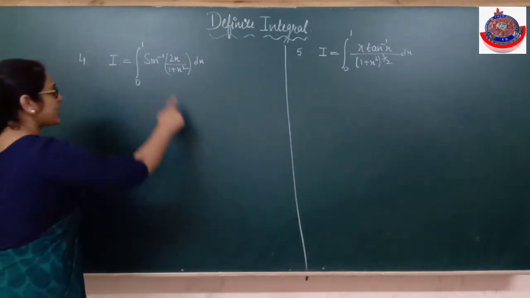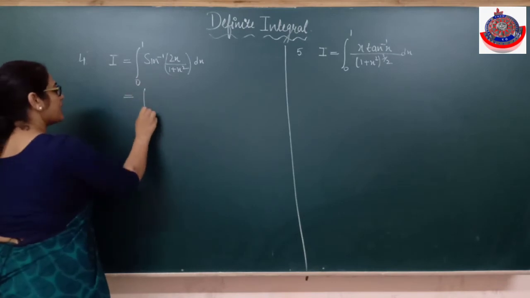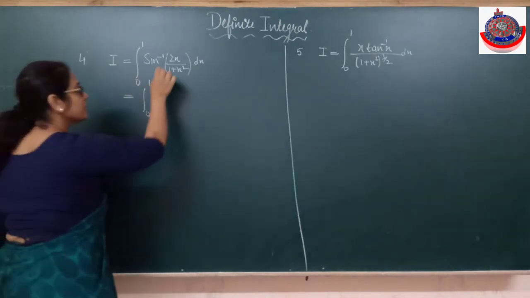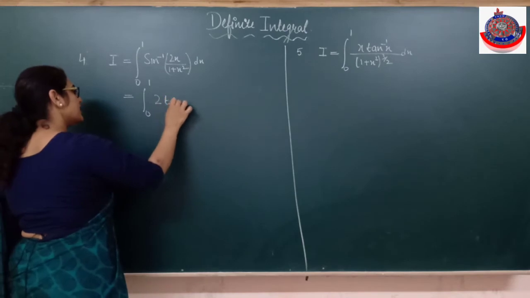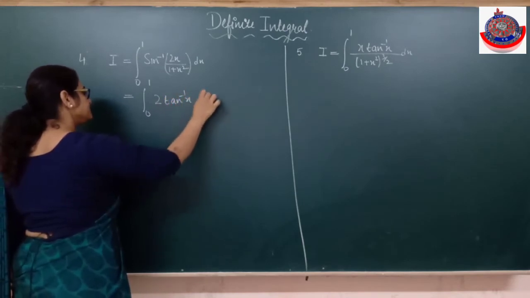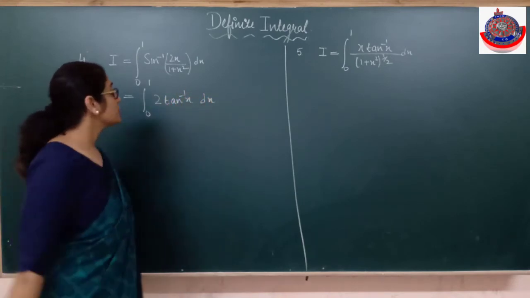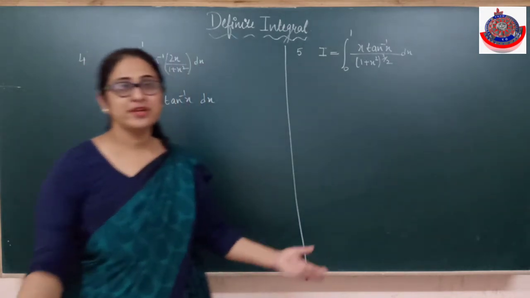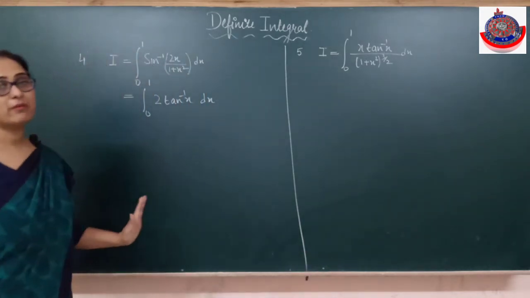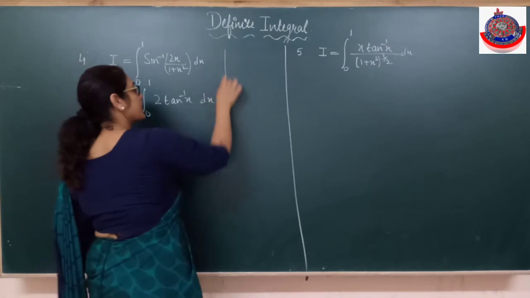Because I know that this can be written by inverse trigonometry as 2 tan inverse x. Remember? This is equal to 2 tan inverse x. So I don't need substitution here if you remember the formula, otherwise it will work with the substitution. What do I put?